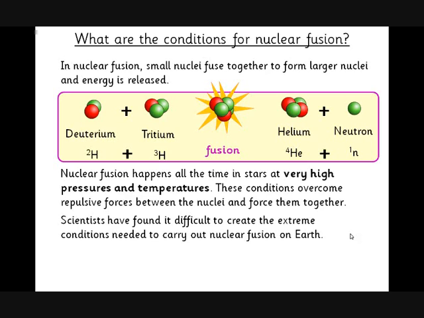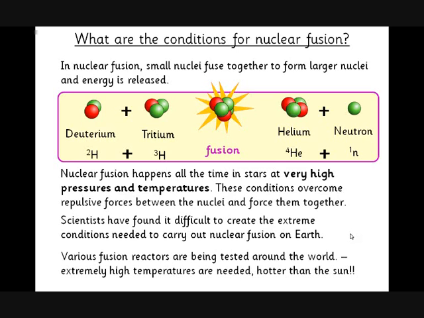Why are we interested in fusion? Well, the biggest reason is that if humans could do fusion on Earth, then the energy that's released in the process we could use to generate electricity. In simple terms, the energy would be used to boil water to create steam, and that steam can turn turbines and generators, in the same way that it does now with a coal-fired or a nuclear fission powered power station, which we'll talk about in the next lesson.